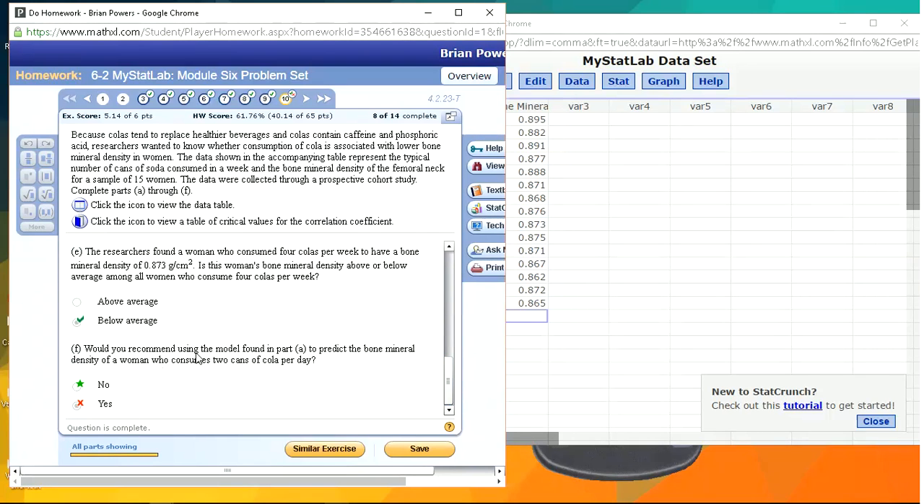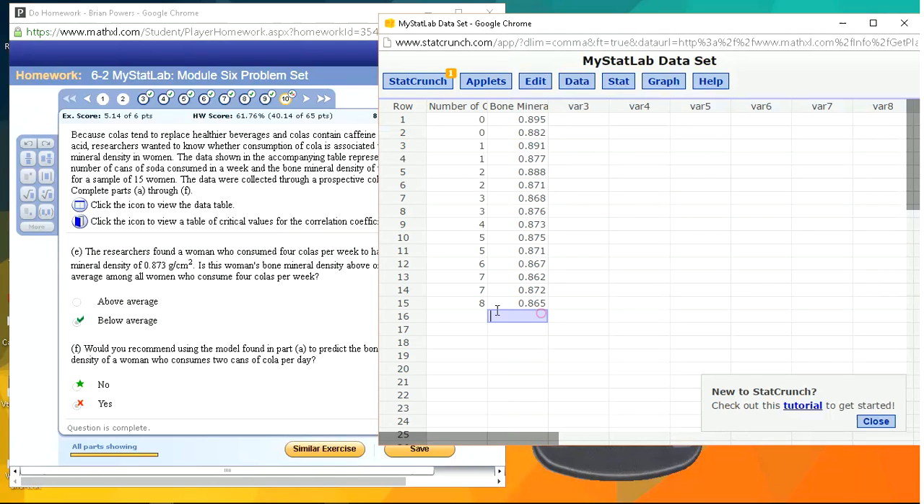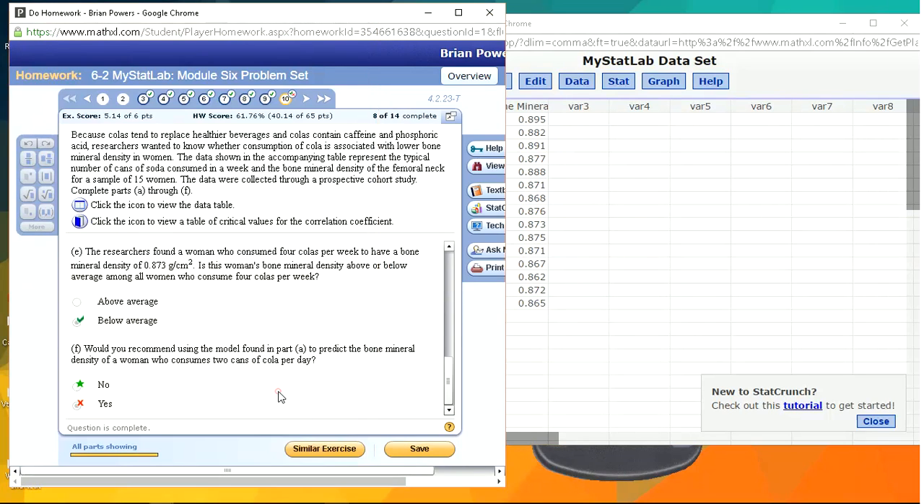So 2 in a day means you'd have 14 in a week. Okay, 14 in a week is beyond what we have in our data. We only go from 0 to 8 in a week. So 14 in a week is beyond. So no, we wouldn't want to. I made that mistake. Don't make the same mistake I did.